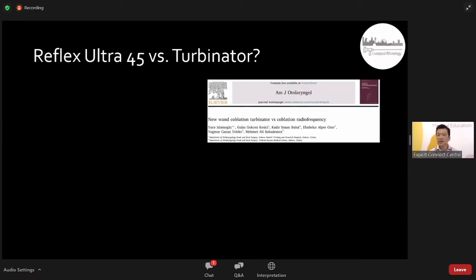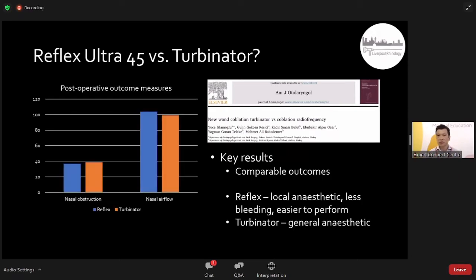So the first study that was published, this was in Turkey, and essentially they compared two cohorts, one with the Reflex Ultra and the other with the turbinator. And essentially the conclusion was it was comparable outcomes at 3 to 4 months post-op. They realized that the Reflex Ultra is more suited for a local anesthetic procedure, whilst the turbinator almost invariably has to be done under general anesthetic.